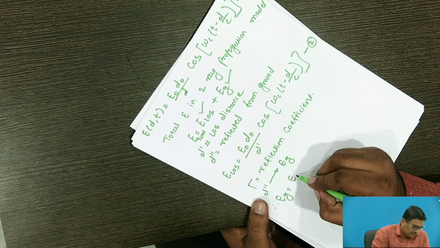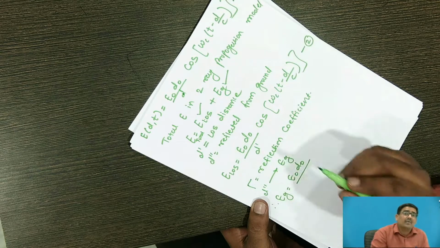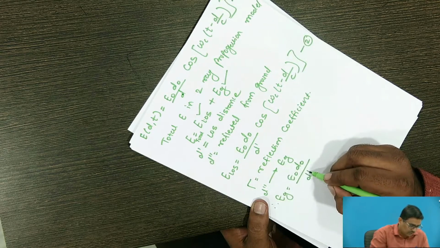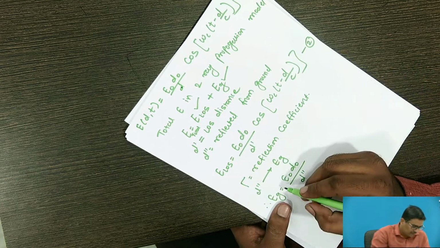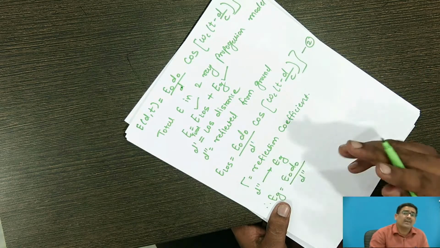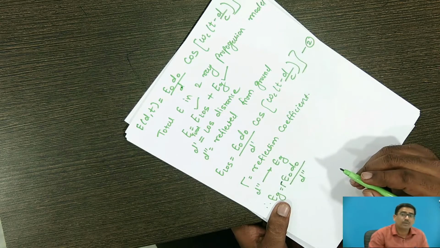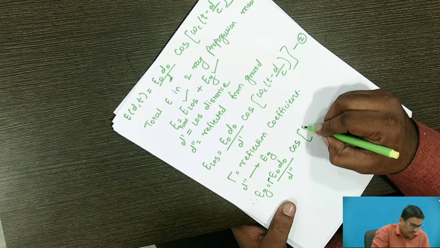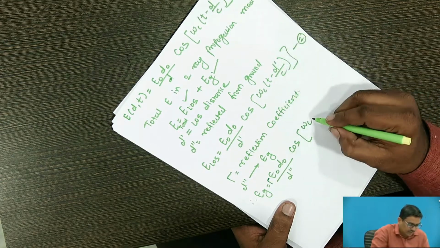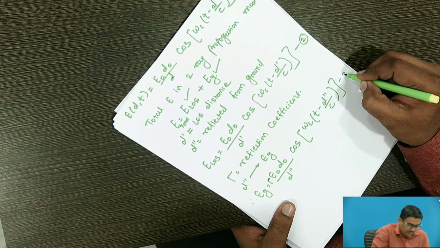E0 d0, no changes. Instead of d, I will write d'', because d'' is used for the reflected distance. Then remember this is tau, because whenever it is reflected from the ground there is the reflection coefficient, that's why I write tau here. The remaining part is cos of (omega_c t minus d''/c). So this is equation number 3.